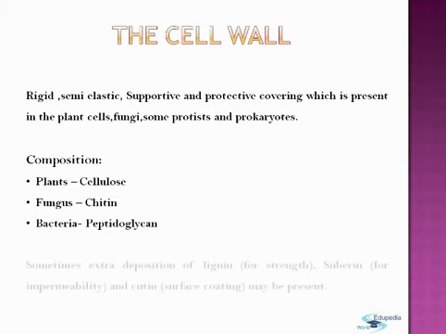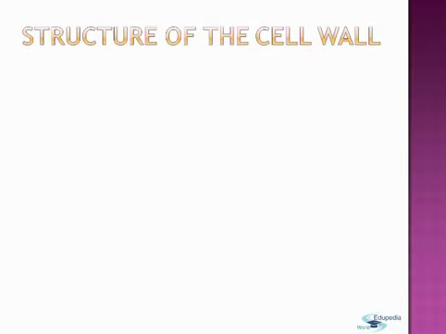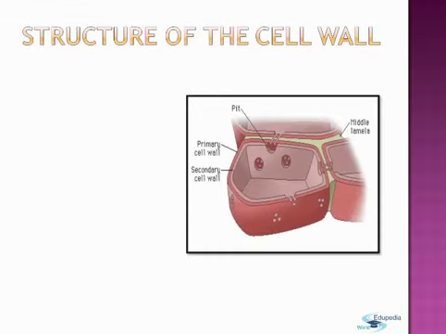Sometimes extra coverings are also found outside the cell wall to give it extra rigidity or extra support, like the lignin for strength, suberin for the impermeability, that is, it does not allow any of the material to easily enter into the cell, and the cutin which provides a surface coating so that the cells do not variegate very easily. Now let's have a look how the cell wall looks like.